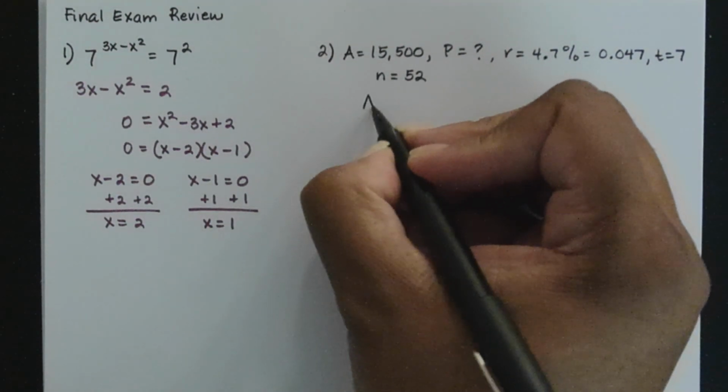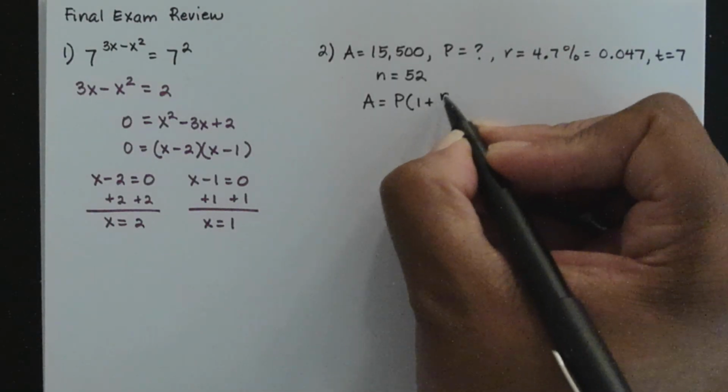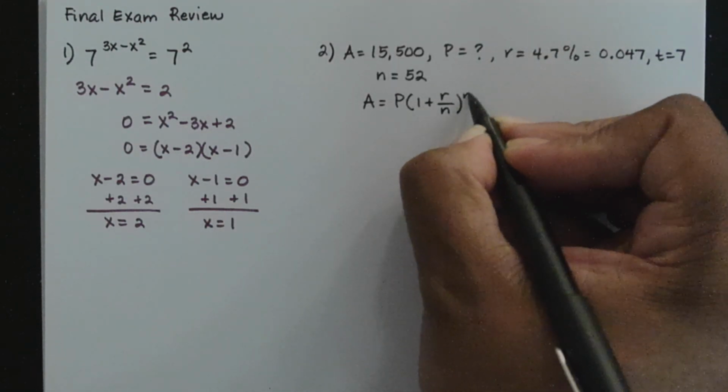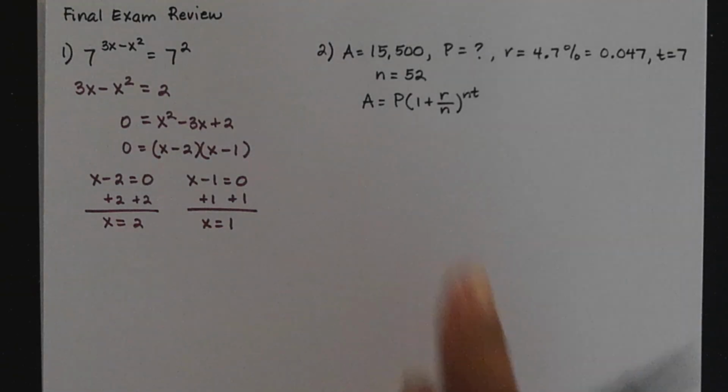And in this case, we have to use this formula. A is equal to P times the quantity 1 plus R divided by N raised to the N times T. That's when you have N number of compoundings. We must use this formula.